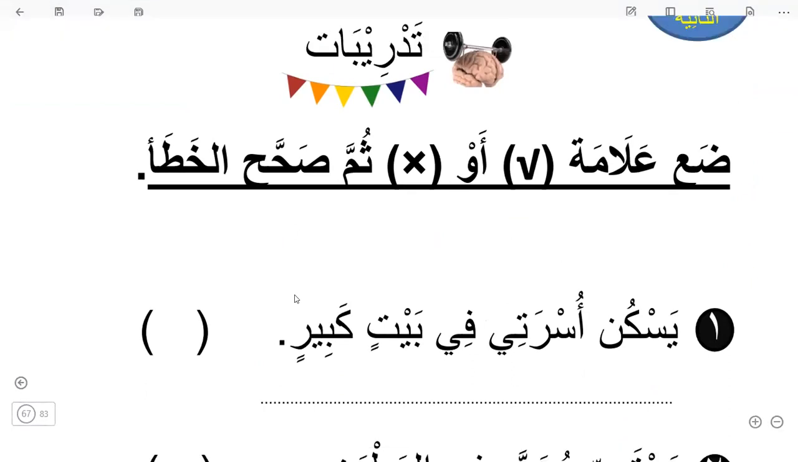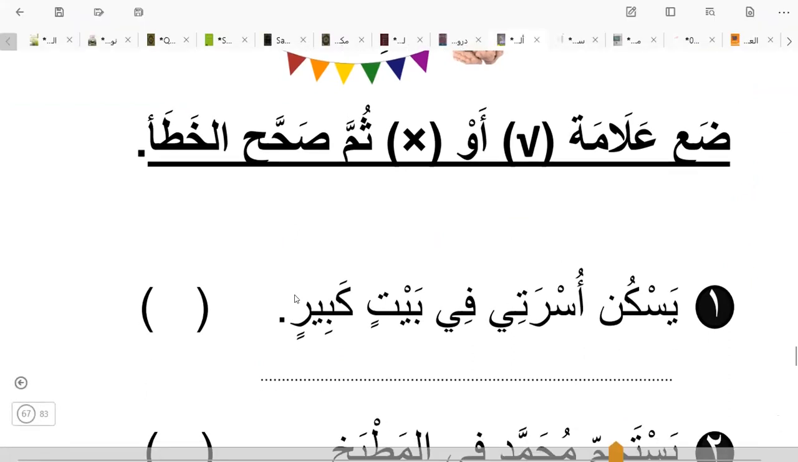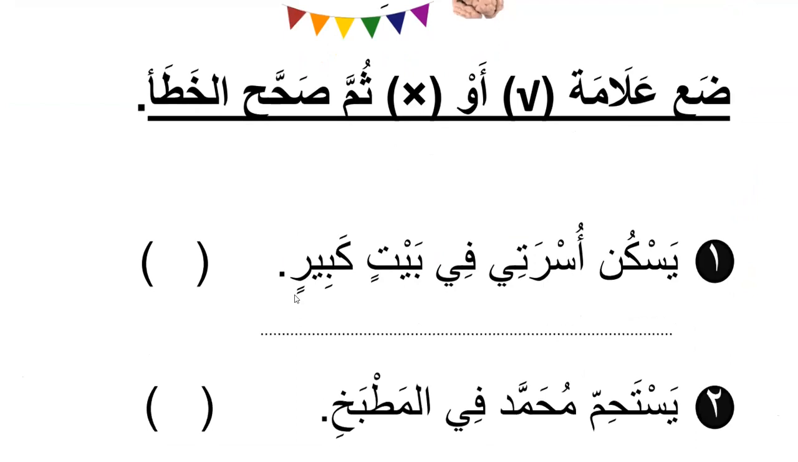Okay. Now we have these sentences. If the sentence is correct, you will say sahi. If it is wrong, then you will say khata, and you will also correct the mistakes. Ms. Latifa. Yaskunu usrati fi baitin kabir. He lives in a family.